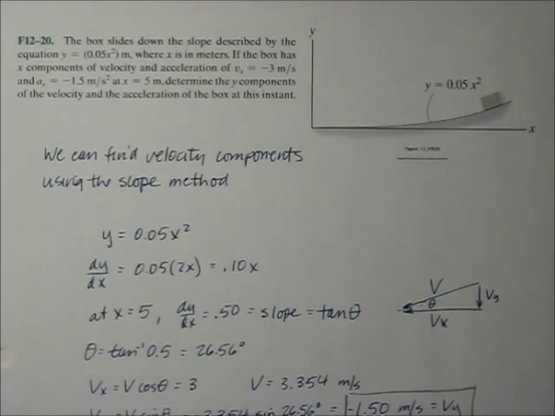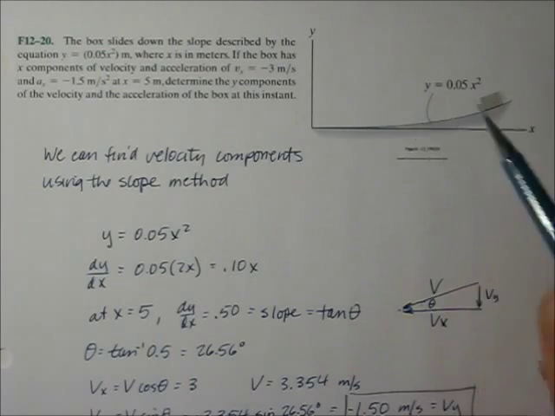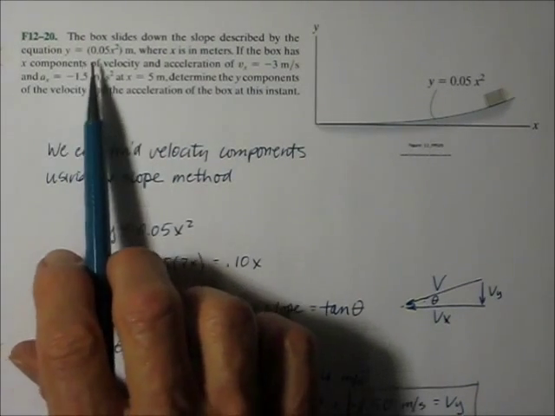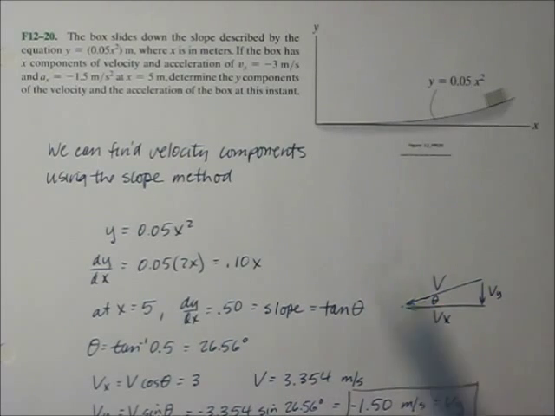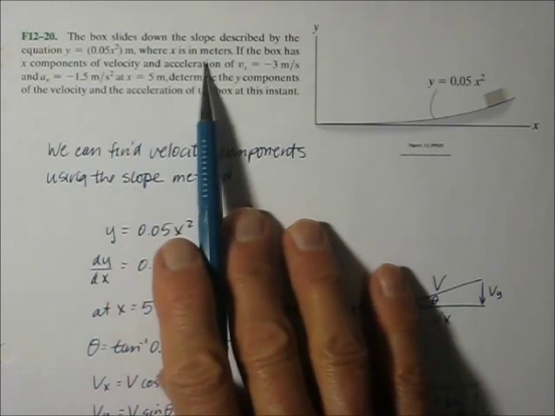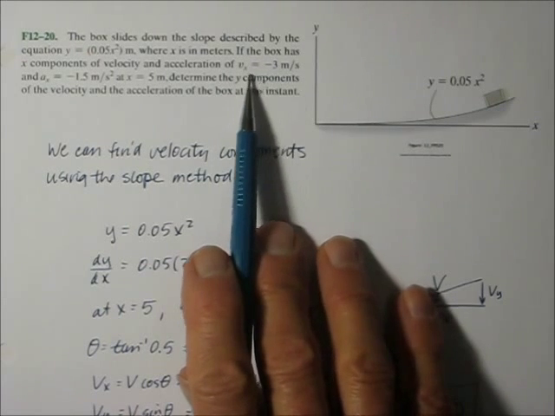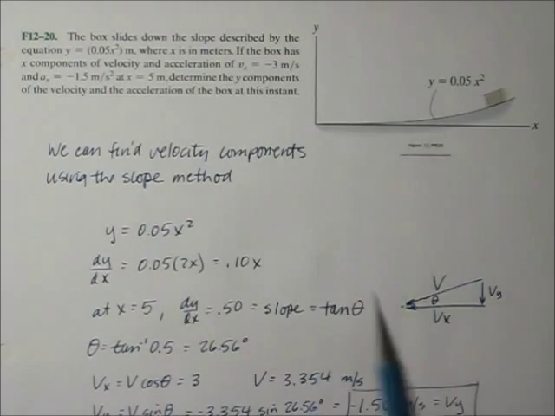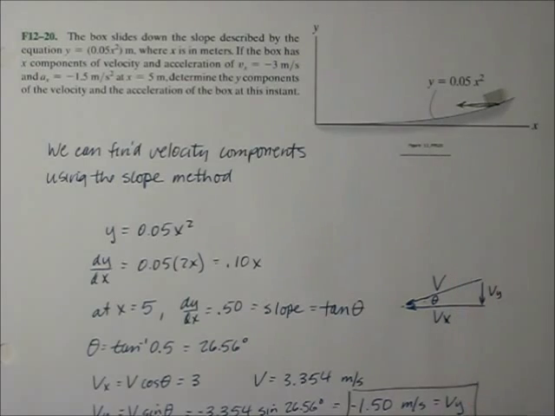Okay, I'd like to do a couple of problems with you. Here's a fundamental problem, and what's happening here is this box is sliding down this path, and as the values are given here, the definition of the path is defined by this equation of 0.05x squared. It says that the x components of velocity and acceleration are -3 meters per second in the x direction. So it says that it has -3 in that direction.